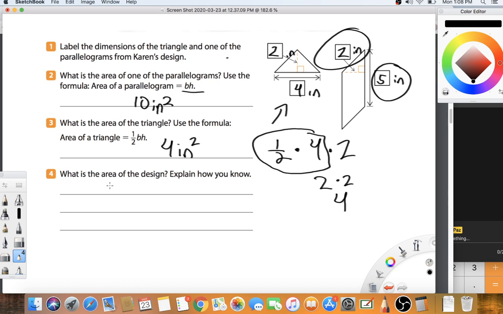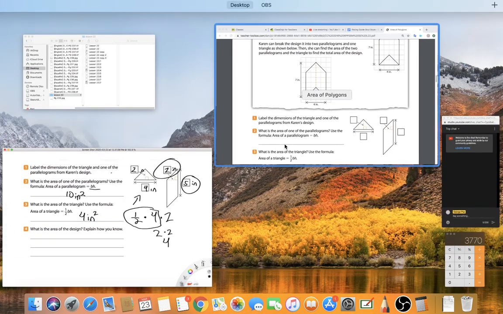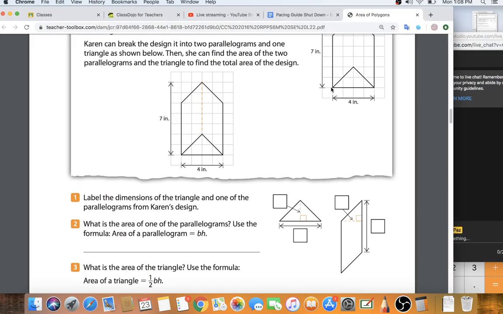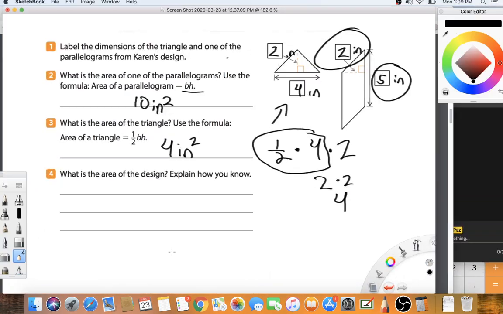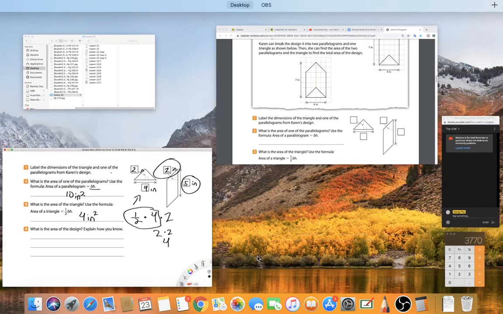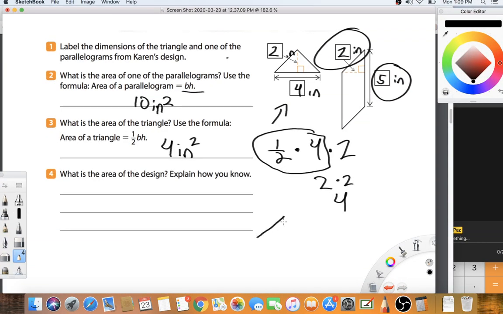Number 4 says, what is the area of the design? Explain how you know. So this design here, it has 2 parallelograms, so one here and one over here. And it has a triangle here. So when we do this figure, let me try drawing it. This is not going to turn out good. So when we draw it, oh, this might turn out good. Oh, not so good. So we have the triangle right here, and we know that the triangle is 4 inches.